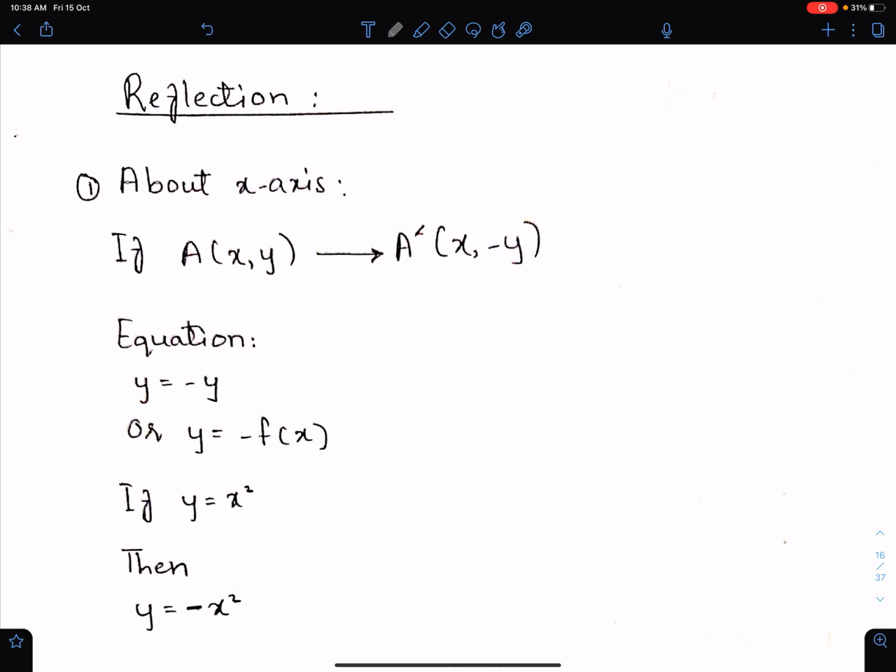This is the equation of the object. If you multiply this equation with a negative sign, then you will get the equation of the resulting graph. So if this is the equation of the object, by multiplying this equation with a negative sign, we can get the equation of the resulting graph, which is y is equal to minus x square.